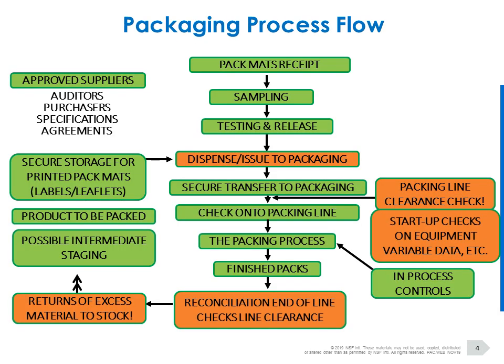So this slide is the packaging process flow. It's obviously a simplified version, but what I've done here is I've identified what I believe are the greatest areas of risk. So if you follow through from the top in the middle, you have the packaging materials receipt, and then moving through sampling, testing and receipt, and then moving through to dispensing and issuing to the packaging area. And this is an area that is of greater risk than actually doing the sampling or the testing and release.